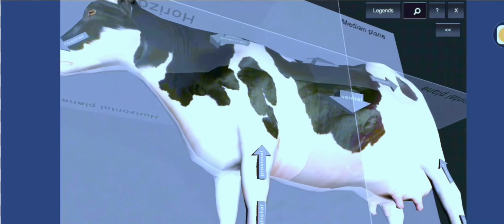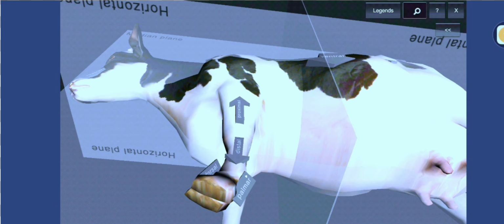Then we have to discuss the foot. In the foot, instead of ventral we say palmar. The part of the foot which is facing towards the ground is palmar, and the part of the foot which is not facing towards the ground is dorsal.